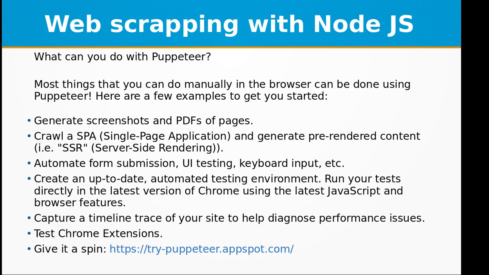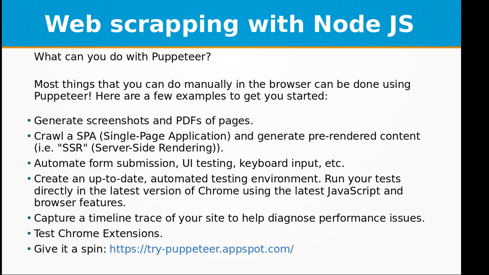What can you do with Puppeteer? Most things that you can do manually in the browser can be done using Puppeteer. Here are a few examples to get you started. Generate screenshots and PDFs of pages, crawl a SPA, that is single page application, and generate pre-rendered content, that is SSR, server-side rendering. Automate form submission, UI testing, keyboard input, etc.